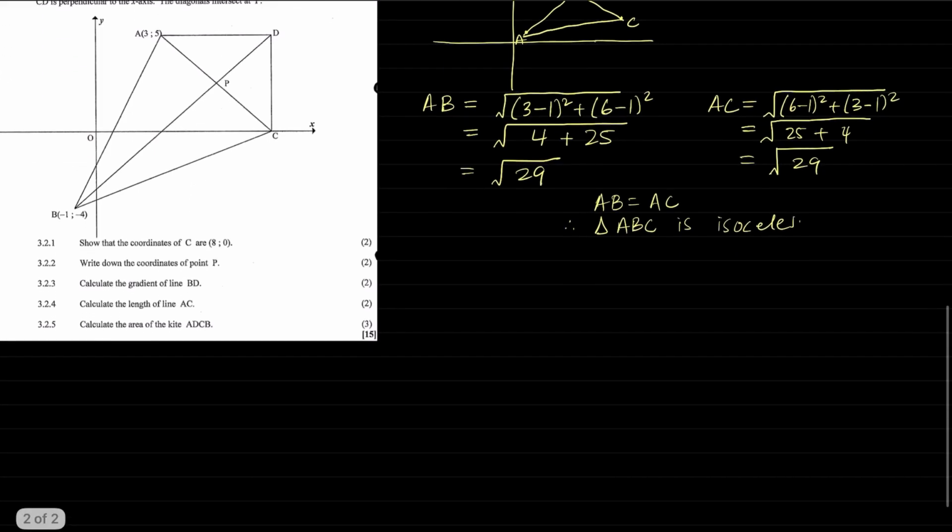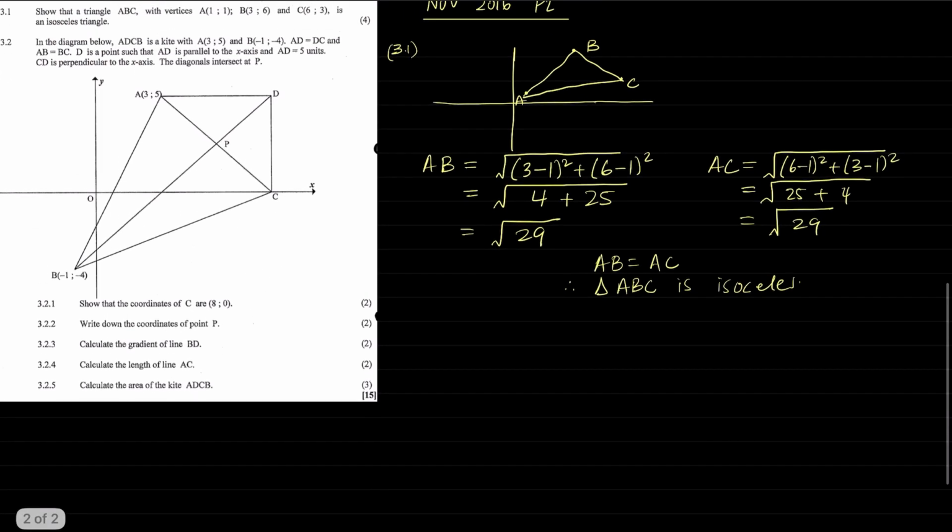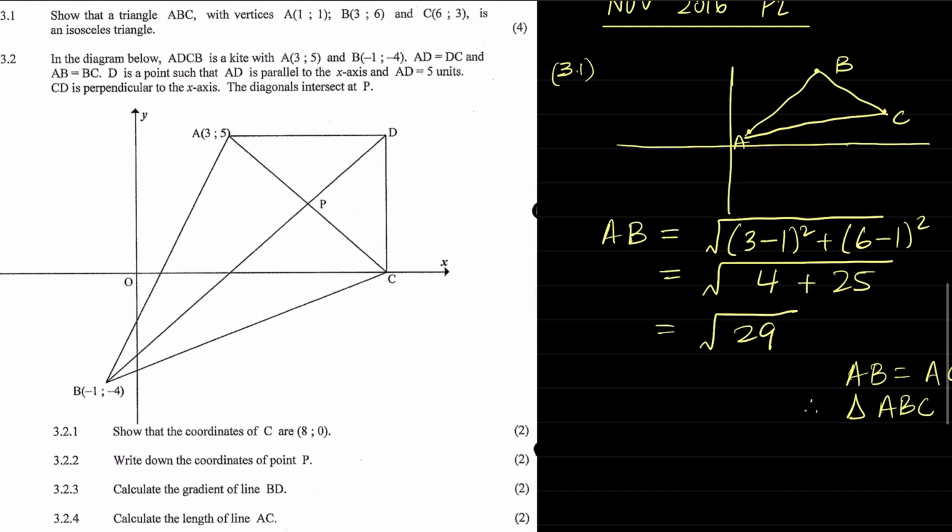Let's take a look at question 3.2. In the diagram below, ADCB is a kite, and they've given us the coordinates for A and B. AD is equal to DC. So let's mark that off. So AD is equal to DC. So this is equal to that. And AB is equal to BC. So that is equal to that.